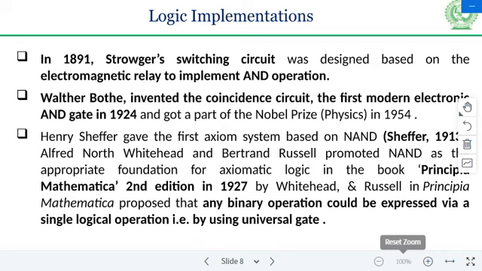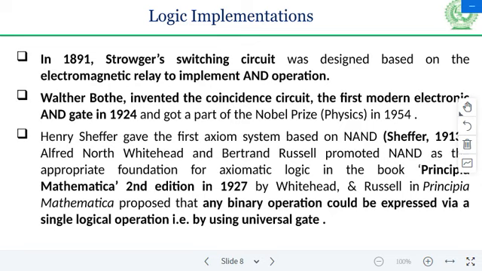Now, Walther Bothe invented the coincidence circuit, the first modern electronic AND gate, in 1924, and got a part of the Nobel Prize in Physics in 1954. So look at Henry Sheffer, who gave the first axiom system. That's why I call this the very important part.